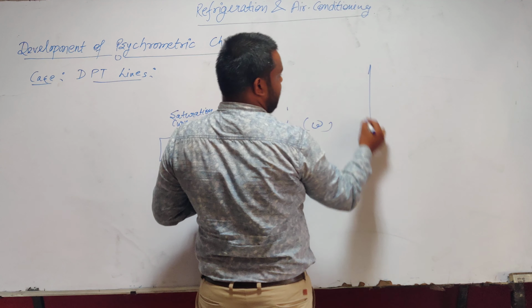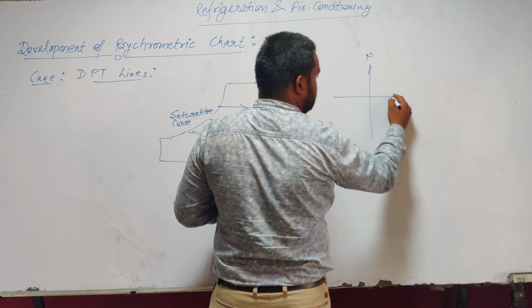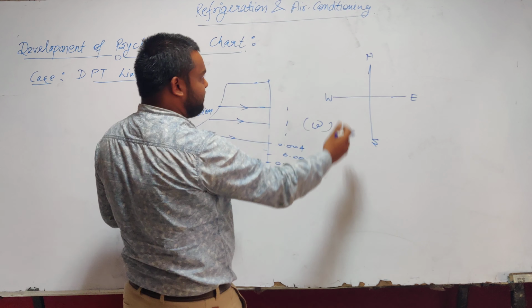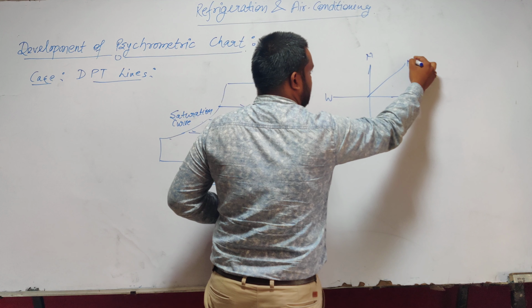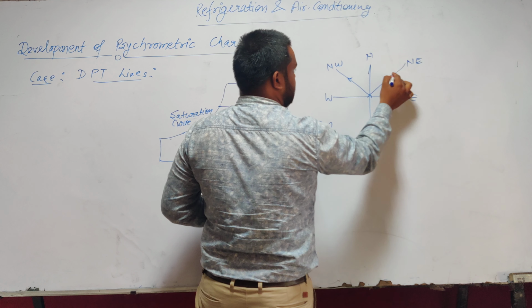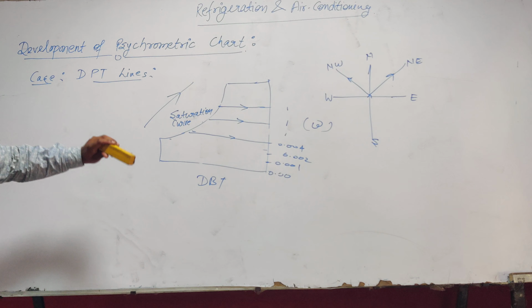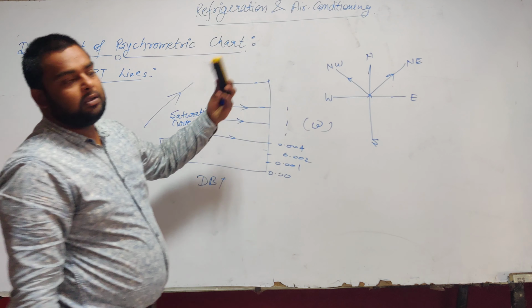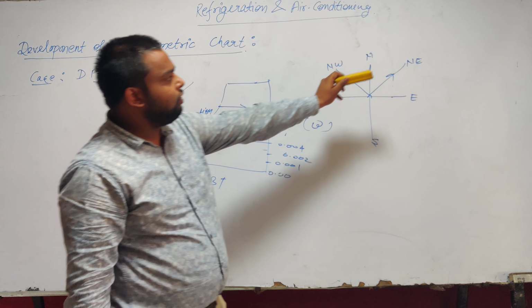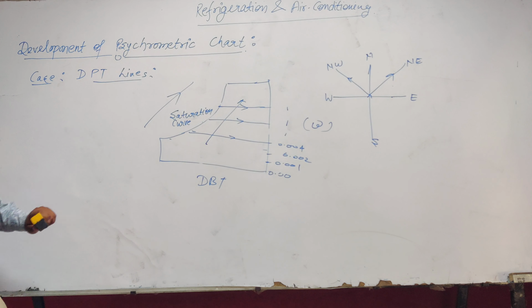And if we see north, east, west, south, these are the directions, and this is northeast and this is northwest. In the northeast direction the DPT increases, meaning constant DPT lines increase in the northeast direction.